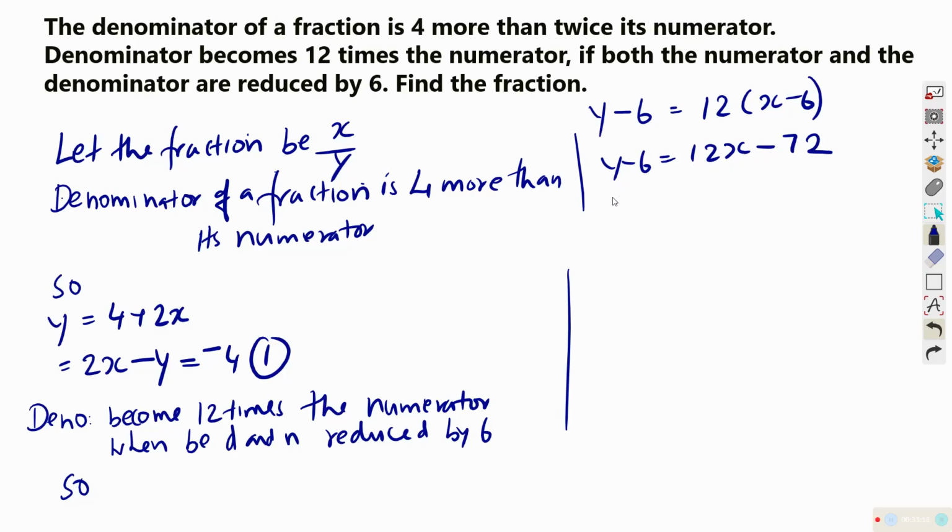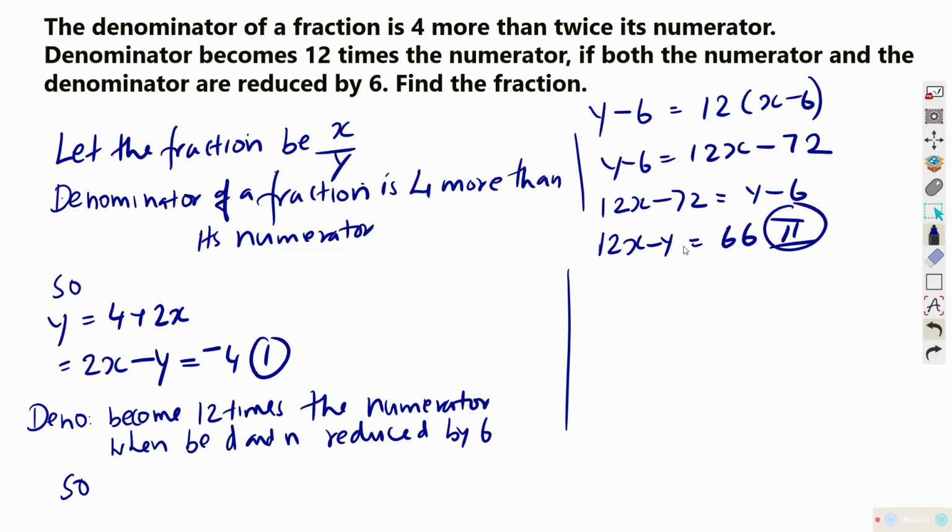So y minus 6 is equal to 12x minus 72, because the question says that denominator becomes 12 times the numerator when both are reduced by 6. So we rewrite 12x minus y is equal to 66, right? Yes, minus 72 plus 6. We got two equations and we will have some rearrangement now.